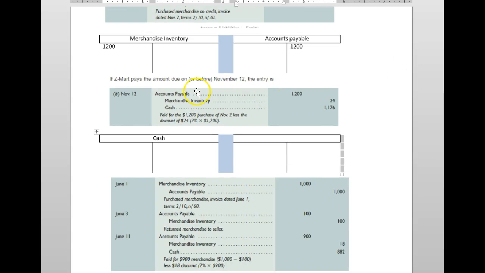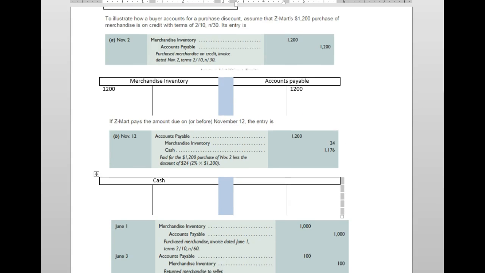So we're going to pay the amount due before the November 12th date. If you look up here, it says 2/10 net 30, which means if they pay this within 10 days, they get a 2% discount. And that's what we're going to do. So looking at this, I'm getting a discount of 2% on $1,200, which is $24. Means I don't have to pay that $24. I still have $1,200 in my accounts payable.